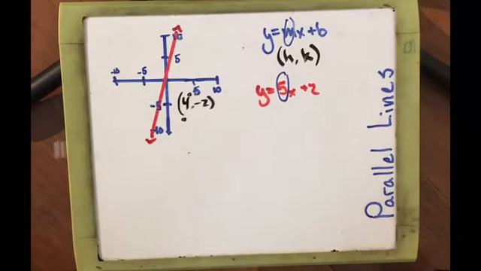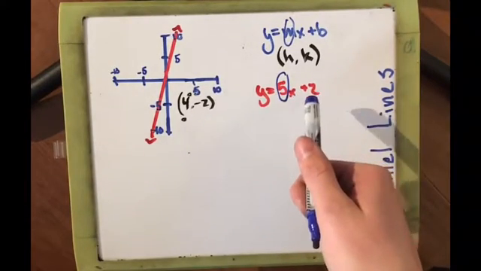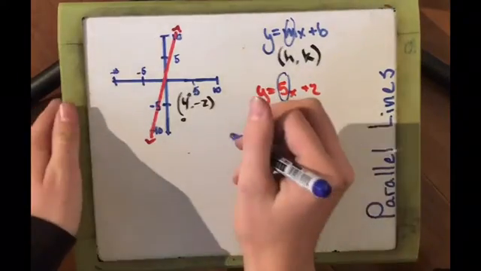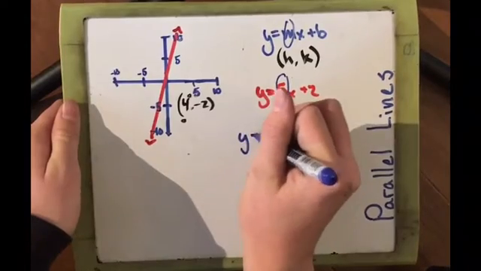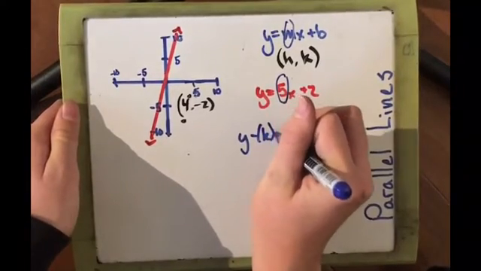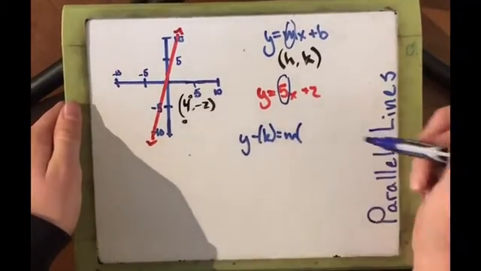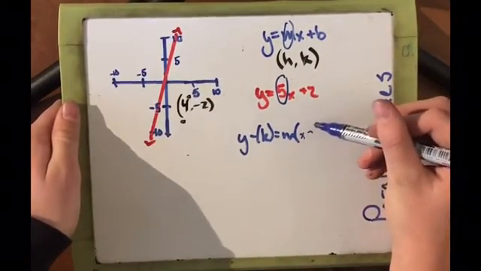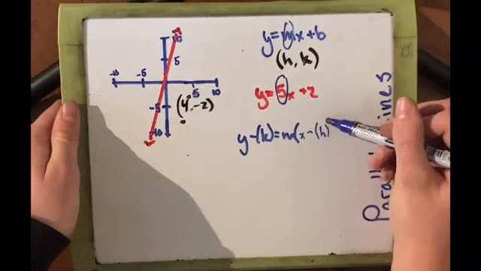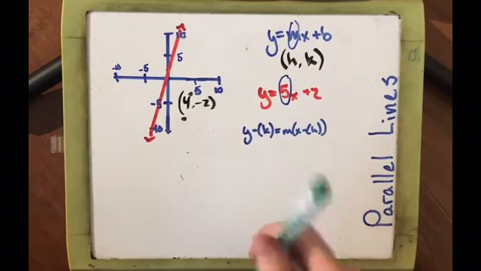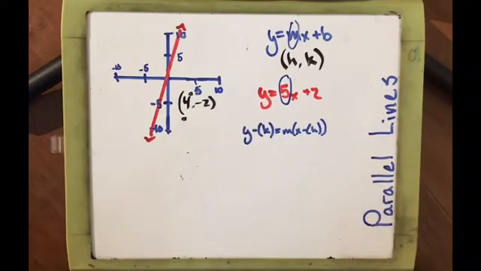Our new equation takes the x and y values of the coordinate point as h and k, and we get this equation as y minus k is equal to m times the quantity x minus h. Now we can take the values for k, m, and h and plug it in to find our slope-intercept equation.